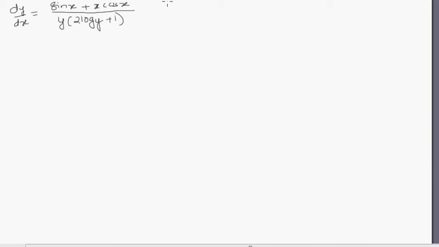So if I move this, I can write this up like this: y of 2 log y plus 1 dy is equal to sine x plus x cosine of x dx, and this applies to the whole thing.